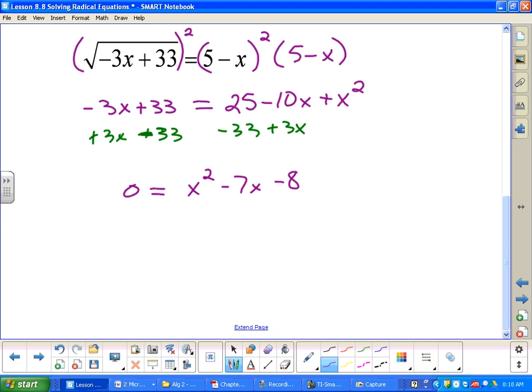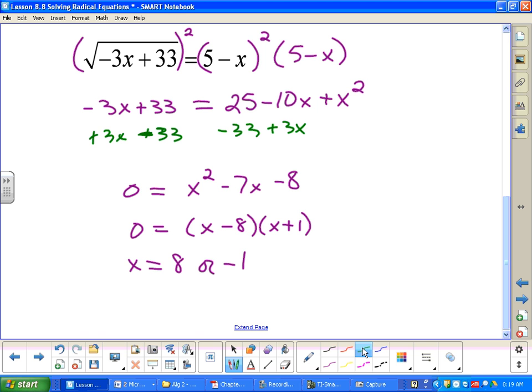All right. So now we have a quadratic equation, and hopefully we can factor it. Right. So can we factor x squared minus 7x minus 8? 8 and 1. Okay. We get x minus 8 and x plus 1. So we get that x is equal to 8 or negative 1. Now we need to check these.